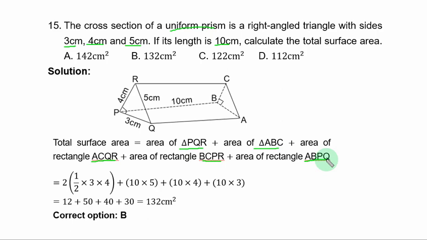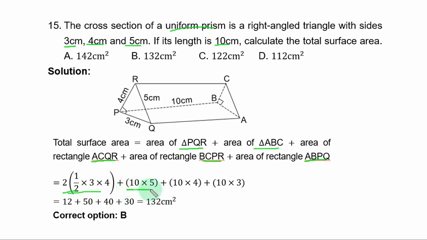For a prism whose uniform cross section is triangular, such a prism has 5 faces, 2 triangles and 3 rectangles, as you can see. For the triangle, the area is half times base times height. You have it here. Since both are equal, you multiply it by 2. This is the area of the first triangle.